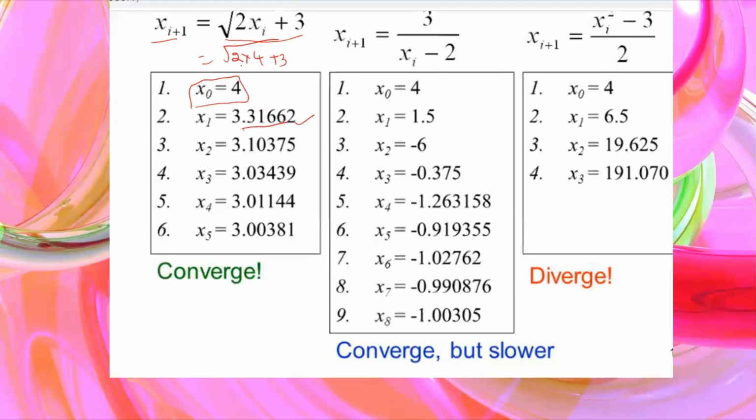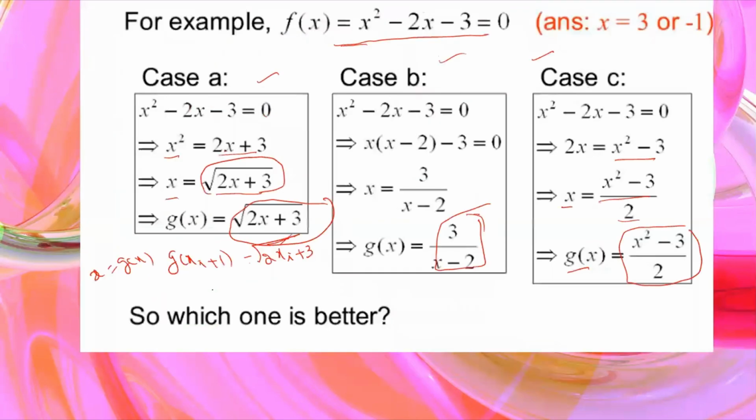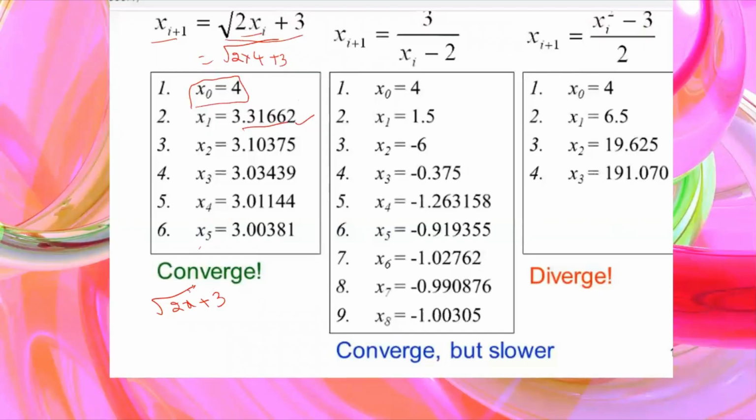Again substitute this value here. So go on substituting this x value in the function root 2x plus 3. Substitute first 4, that is root 11. Root 11 is 3.31662. Again substitute it. Root 2 into 3.31662 plus 3. So what is the answer? You will get 3.10375. Again substitute this value. So go on substituting. Up to 5 iterations we got this value.